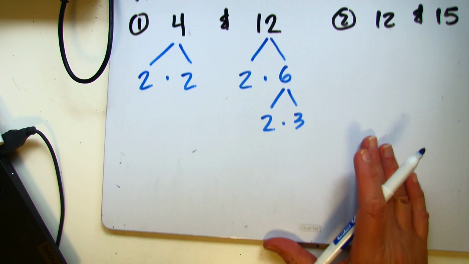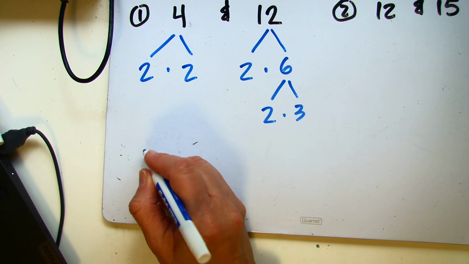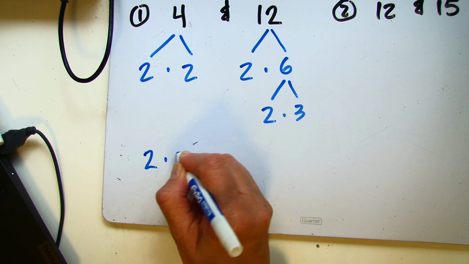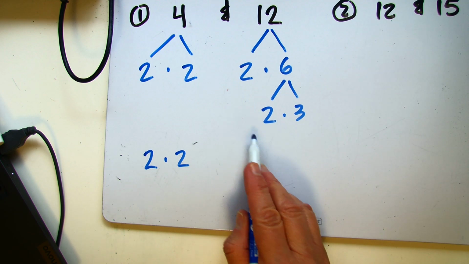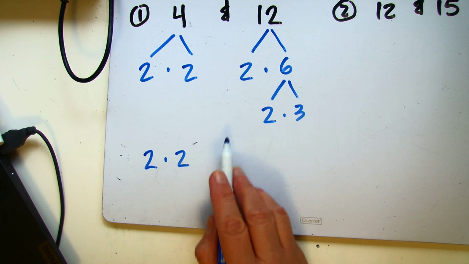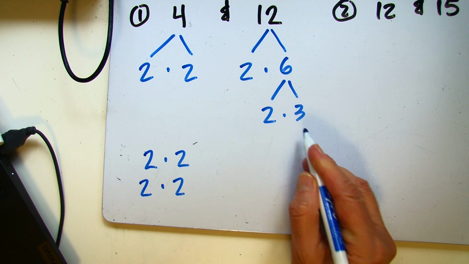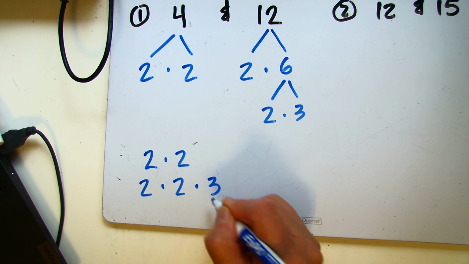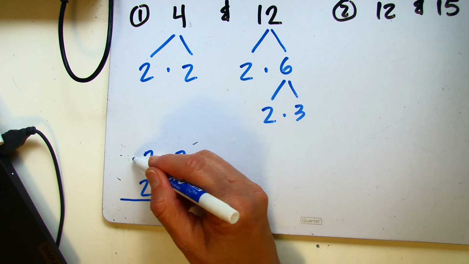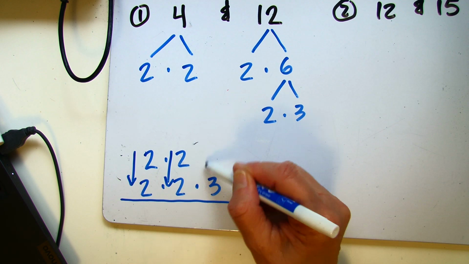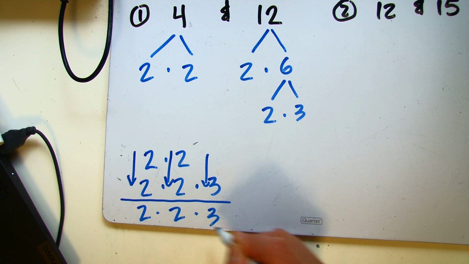Once you have your trees made, then you're going to list them. So for the first one, we're going to write it as 2 times 2. Below it, we're going to pair up our common factors. So we also have a 2 times 2, as well as a times 3. What we want to do now is bring down each column of factors. So we have 2 times 2 times 3.